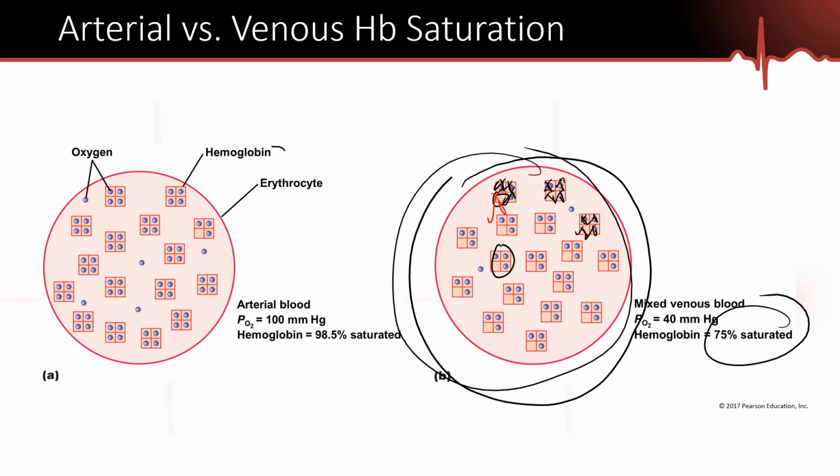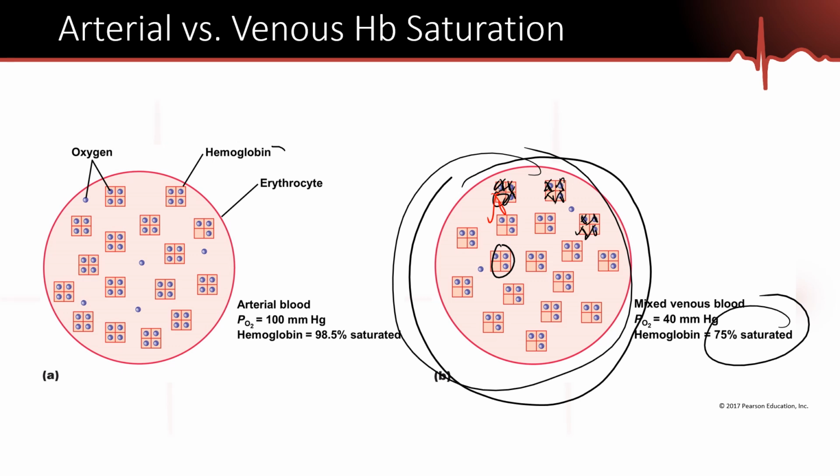Now, that's not literally going to be true for every single hemoglobin protein throughout the erythrocyte, but the 75% saturated means that cumulatively throughout the red blood cell, hemoglobin is about 75% saturated with oxygen. It could be more saturated with oxygen is the point that it's trying to make.